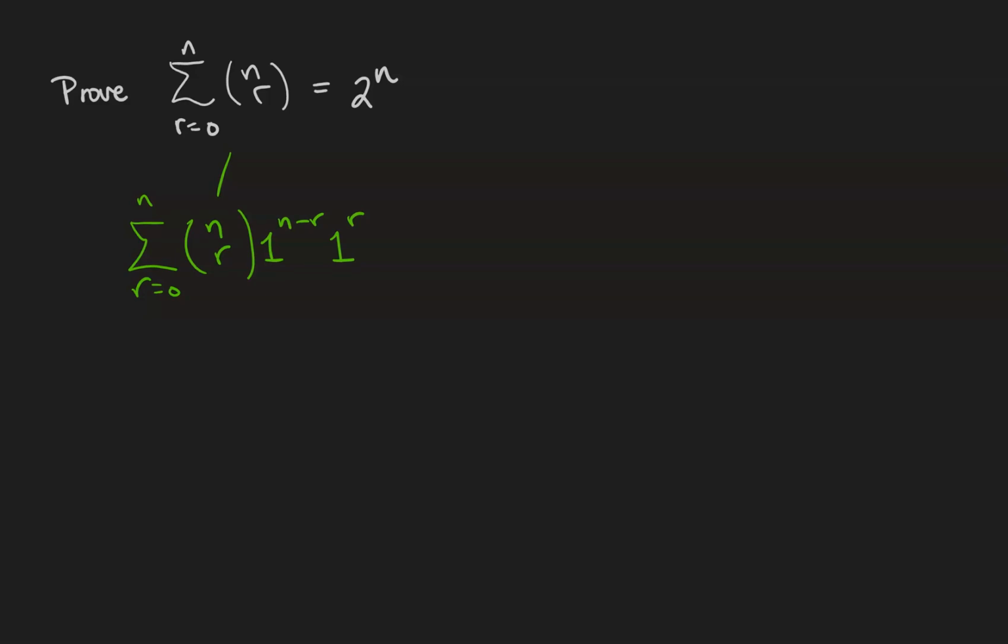According to the binomial theorem, this is just 1 plus 1 to the nth power. In other words, we're using the binomial theorem where x and y are both equal to 1. Of course, 1 plus 1 is 2, and that completes the proof.